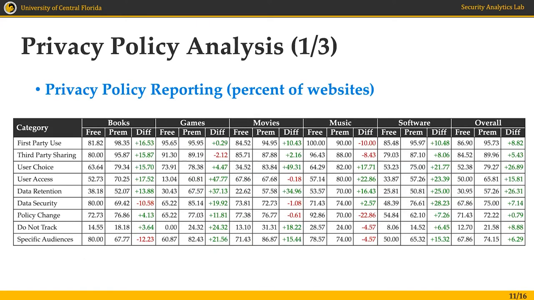And using the implemented annotator, we study the privacy policy reporting frequency for both the free and premium content websites. The table here shows the percentage of websites containing information regarding each privacy policy category. Our findings show that in general, premium websites are more likely to report their data collection and sharing practices, despite the fact that free content websites have longer privacy policies.